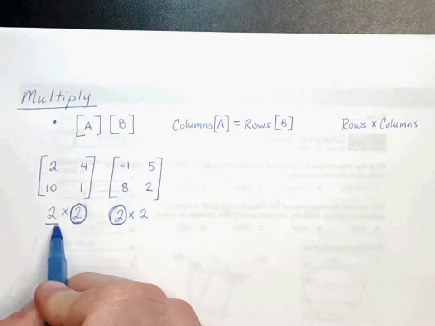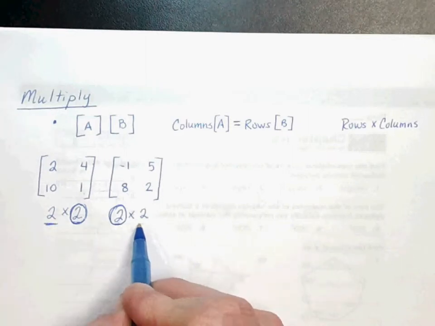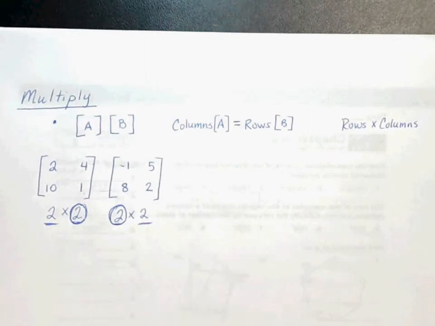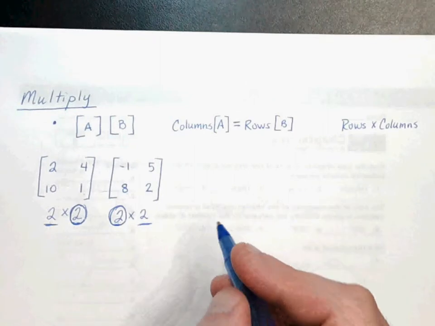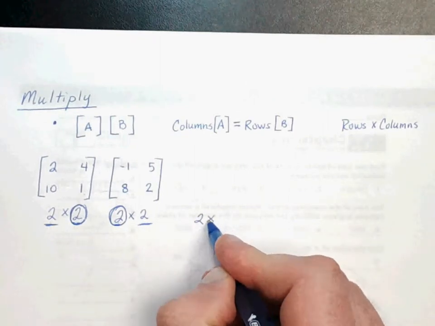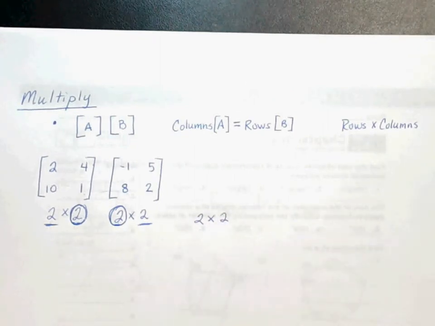So the inside numbers, if they match, they tell us that we can multiply our matrices together. The outside numbers are also going to tell us something. Okay? The outside numbers are going to give us the dimensions of our answer matrix. Okay? So we know that our answer matrix is going to be a 2 by 2. Right?